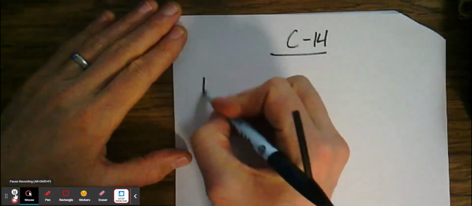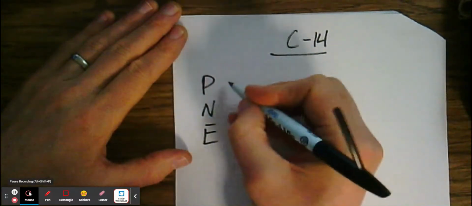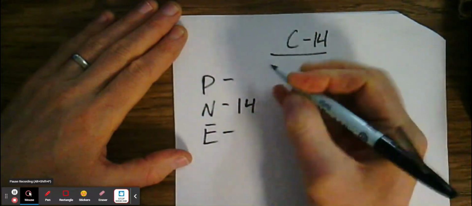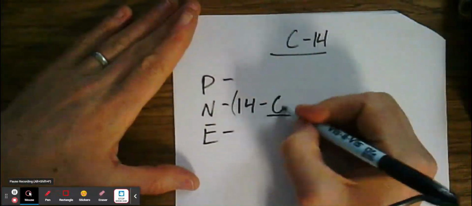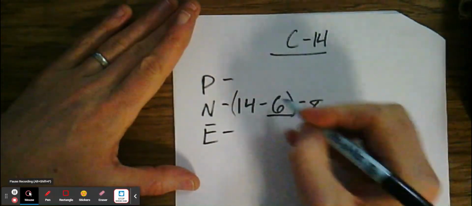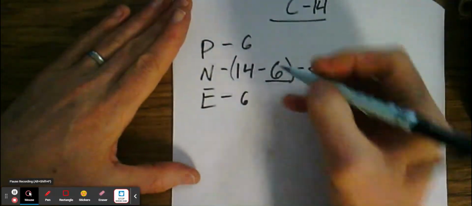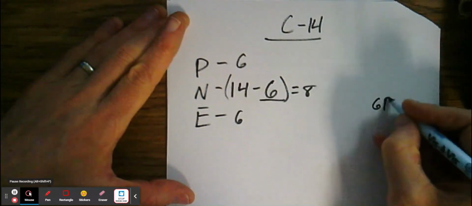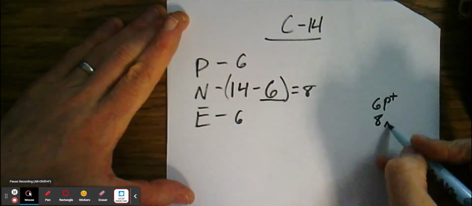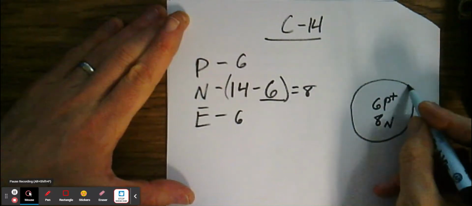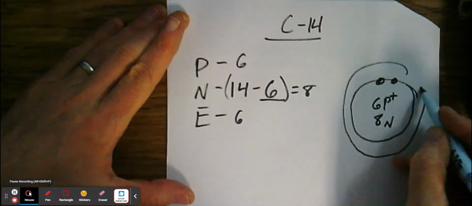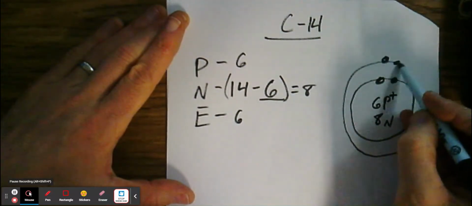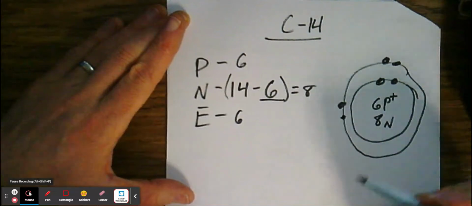All right, C14. To draw it, you need to know protons, neutrons, and electrons. I know my mass number is 14 minus the atomic number for carbon. You may know it already. When you look at the periodic table, it's right there. It's 6. 14 minus 6 equals 8. 6, 6. All right, now I draw it. So 6p plus 8n. 4, 5, 6. All right?